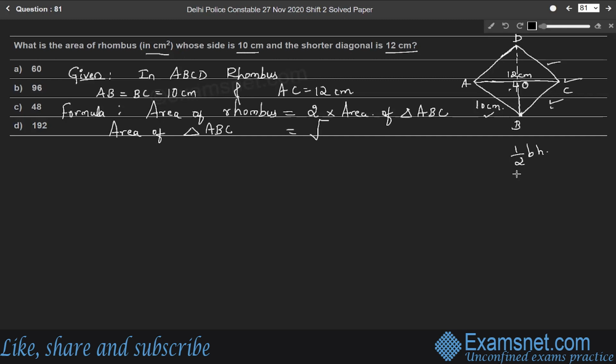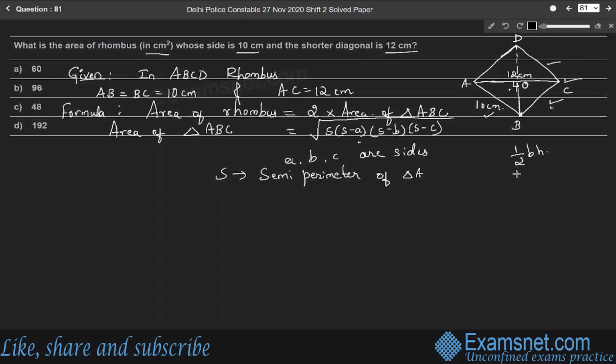So here the formula becomes square root of S into S minus A into S minus B into S minus C. Here A, B, C are sides. That means 10 centimeter, 10 centimeter and 12 centimeter, whereas S is the semi-perimeter of the triangle ABC. Right? What is semi-perimeter?